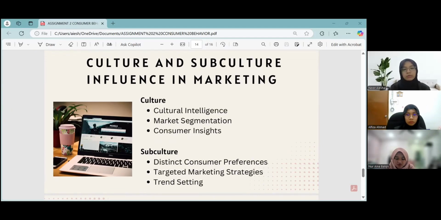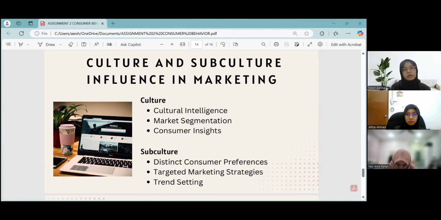So based on this, I would summarize that culture and subculture play a critical role in shaping consumer behavior and guiding effective marketing strategy. Understanding culture involves recognizing the shared values, norms, and identity within the society. Marketers can rely on cultural intelligence to develop campaigns that resonate with specific cultural groups, often using insight about language, traditions, and preference to segment markets and enhance the brand loyalty. By aligning the product and messages with cultural values, businesses can create deeper connection with their target audience.